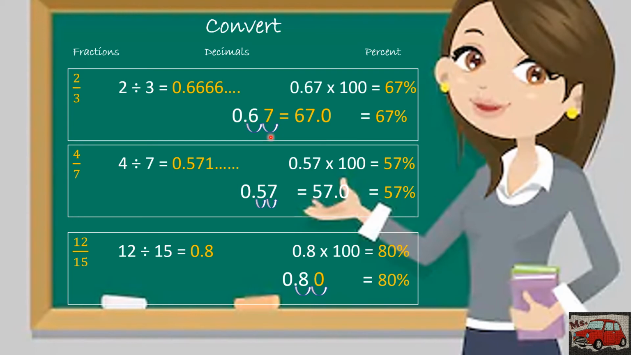So 1, 2. So you have now 67. Then just put percent sign. Okay? Next, 4 over 7.